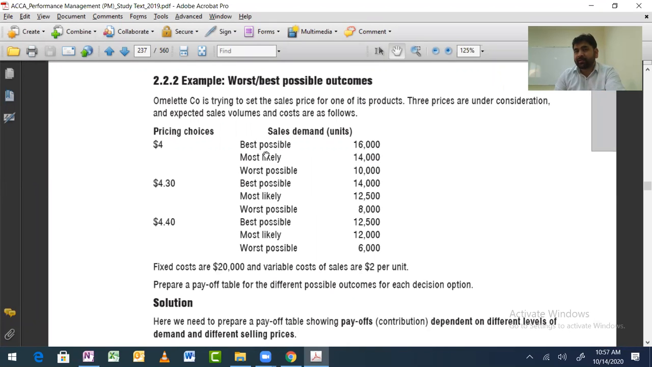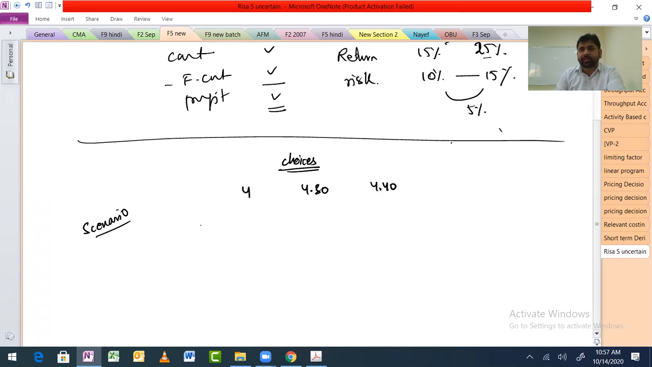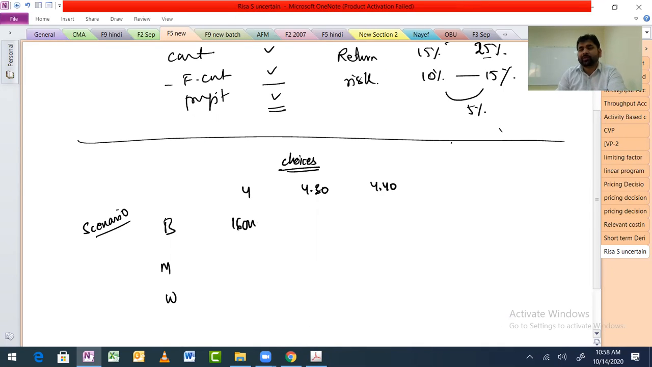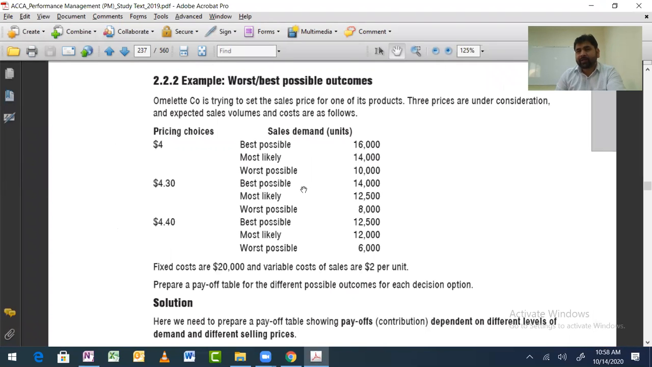What is not in your hand? The best, worst, and most likely. These are the scenarios which are not in your hand. This is the best, this is the most likely, and this is the worst. Now, if you keep the price as 4, the best possible scenario is you will be able to sell 16,000 units. Are we fine with that? Yes, sir. Now, we are never interested in units. We never were, and today also we are not. We are interested in either profit or contribution. Now, fixed cost is 20, so every time it is going to remain 20.